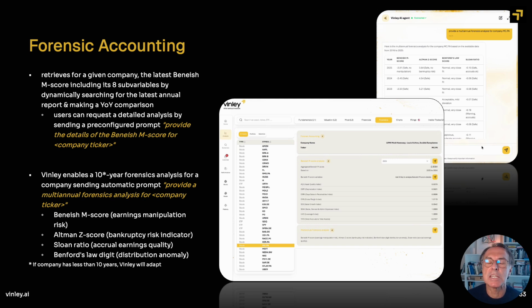I have not seen, outside of Vinley, and I'm saying this with a lot of humility, anybody providing this type of information. And I tell you, this was complex to program in Vinley. One thing that maybe I could have mentioned, sorry: those calculations are not done by the AI. Those calculations are done by our algorithms, okay? So just to avoid hallucinations.